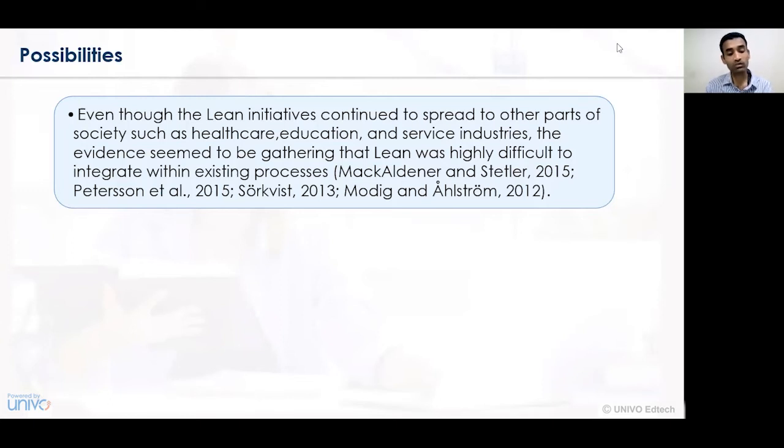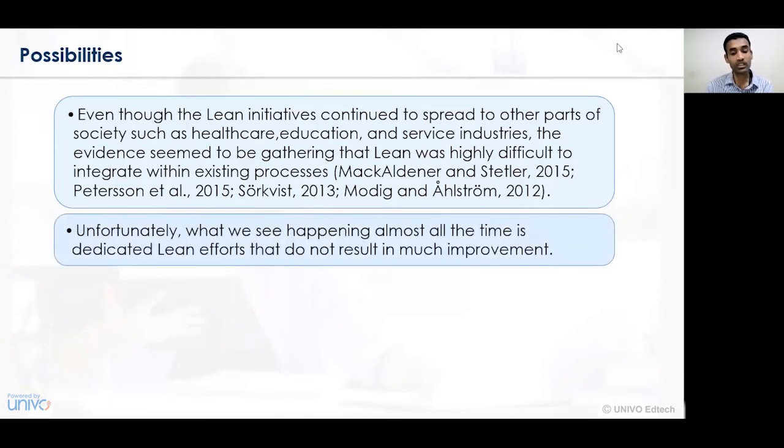So unfortunately what we see happening, almost all the time, is that dedicated lean efforts do not result in much improvement. Various improvements are not being seen, and from those perspectives, the initiatives or measures undertaken for the betterment of a certain society are not observed in the case of lean.